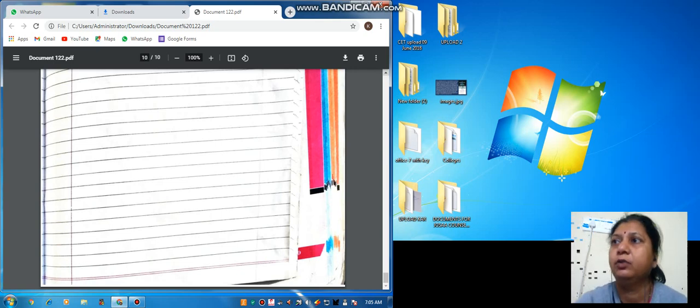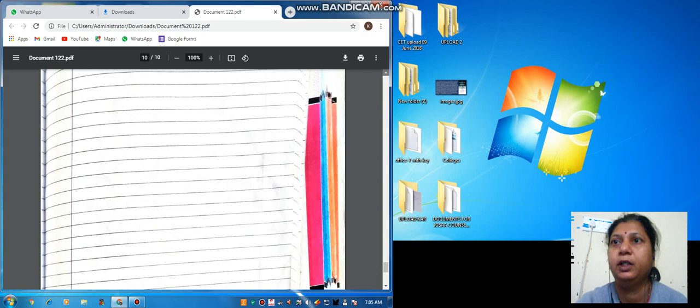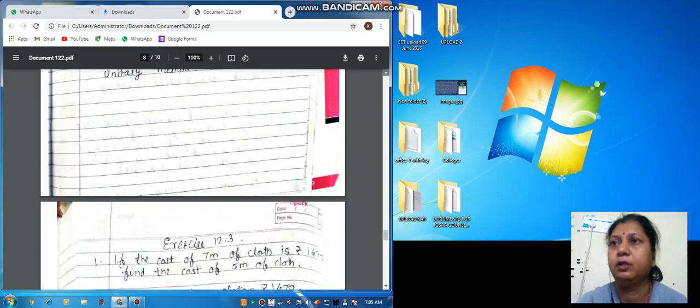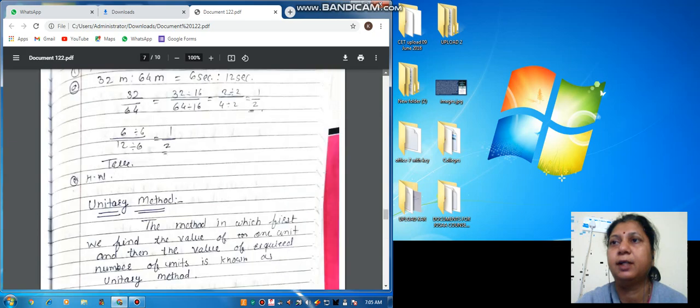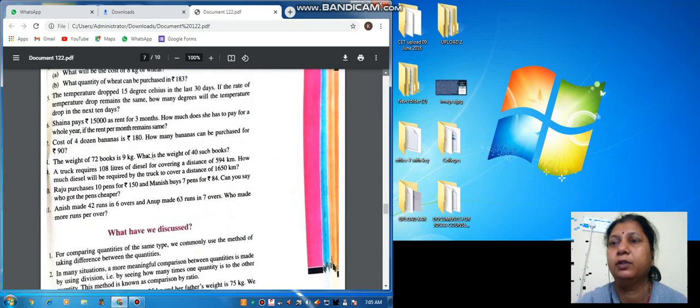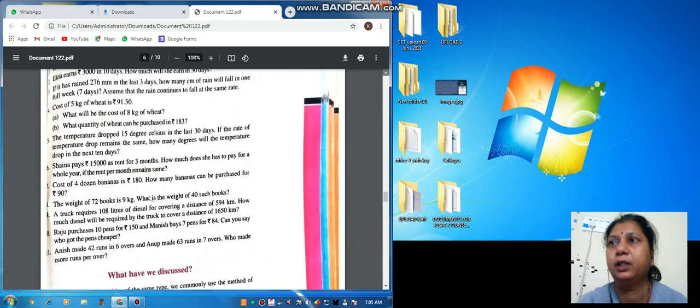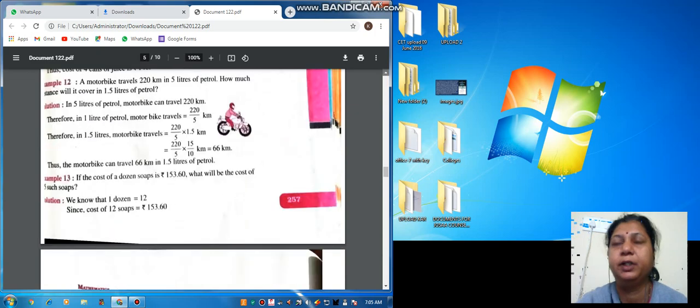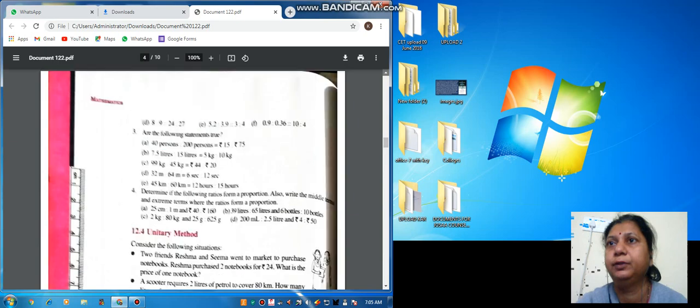So in the previous videos we have completed the ratio, and also started the concept of proportion. We have started the examples on it, exercise 12.2 I think, and I think we have completed up to the 4th or 6th example.